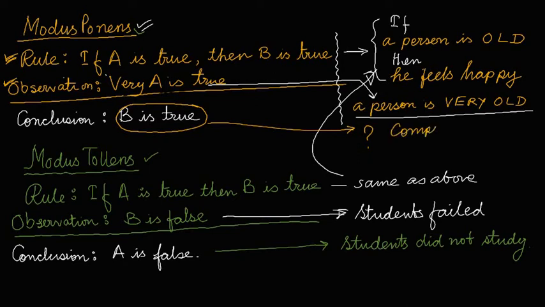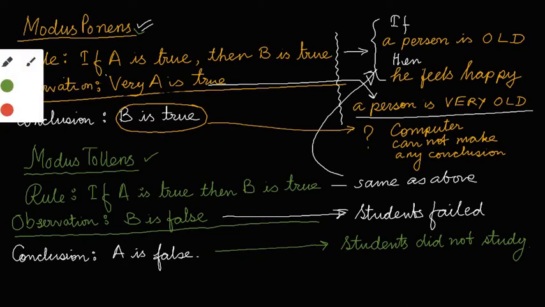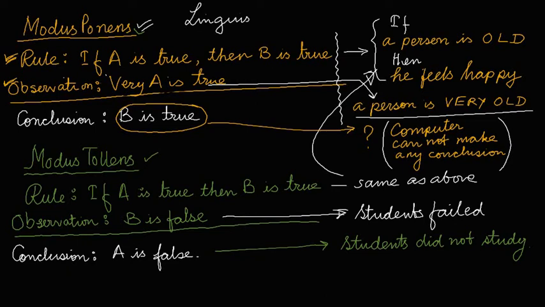So I can say that a computer cannot make any conclusion here. Why? We can make a conclusion, but why not the computer? Because the computer is not able to process linguistic variables, which we as human beings can process. Computers can take help of some other mechanism to deal with this, and that is what we are going to discuss. But a computer as such, with the existing methodologies, cannot process linguistic variables and hence cannot process this type of information and cannot give any conclusion.